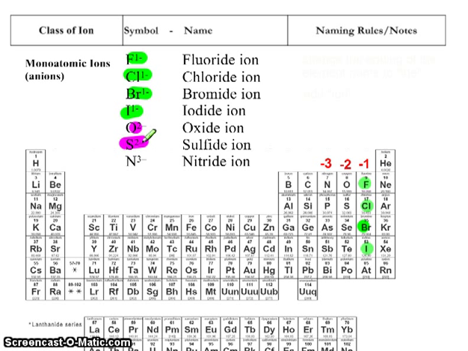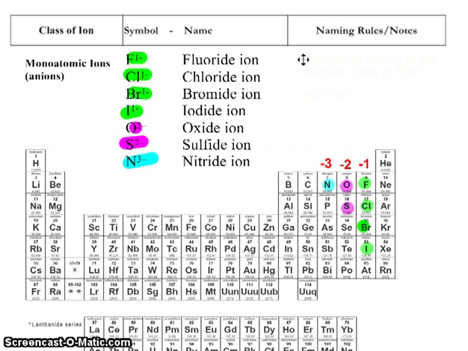Oxygen and sulfur have 6 valence electrons, so if they gain 2 electrons to have a stable octet of electrons, they'll have an overall charge of -2. And then we see the nitride ion with 5 valence electrons. Well, it's going to gain 3 electrons to get a stable octet. And when it gains 3 electrons, it's going to have a -3 charge.